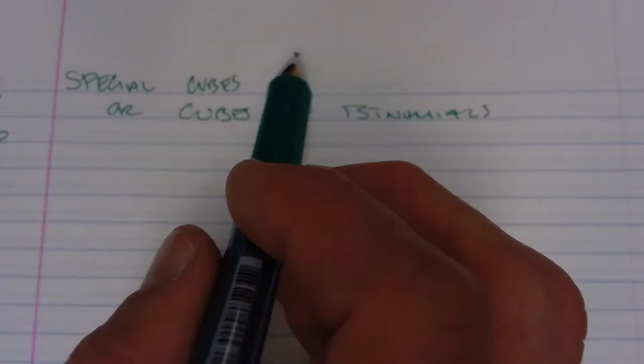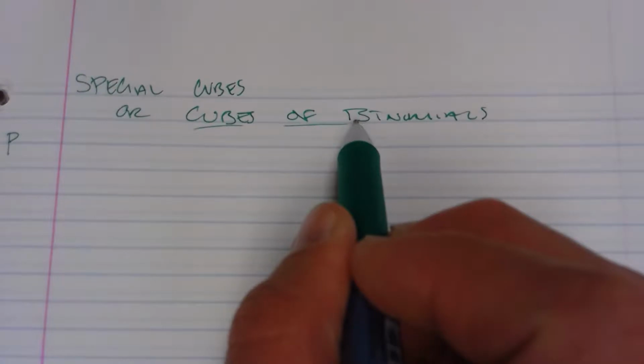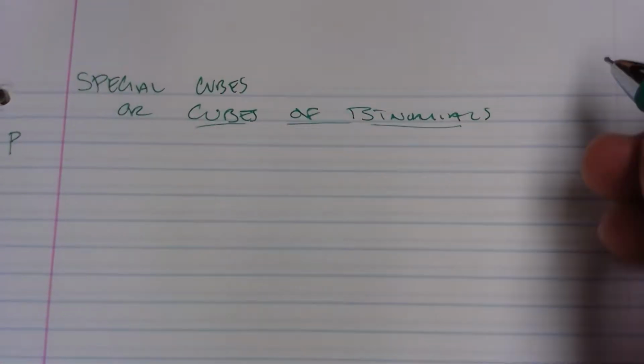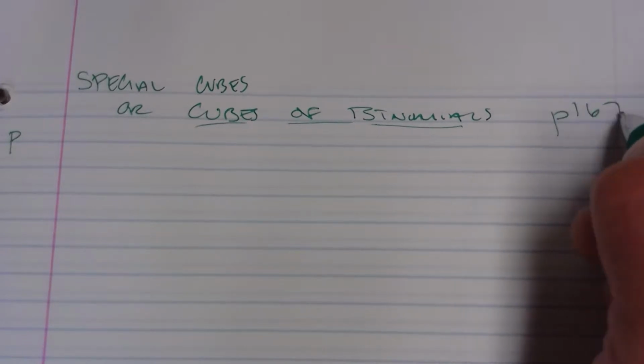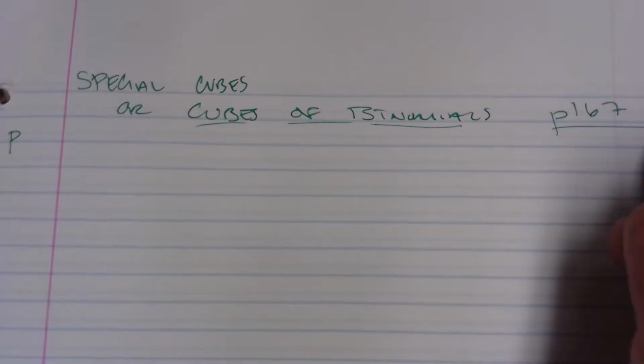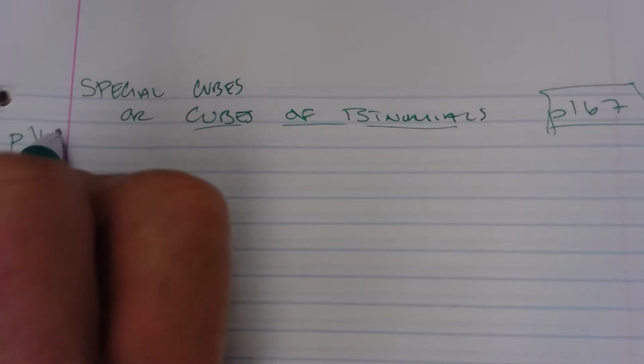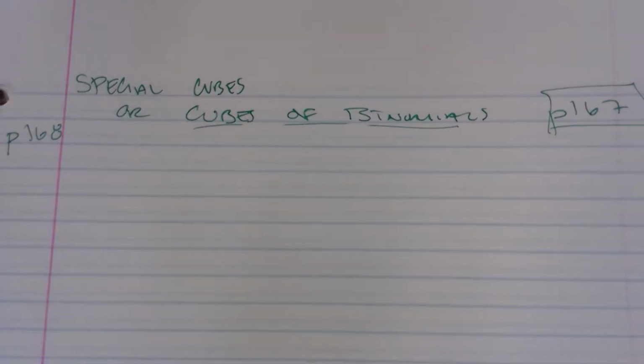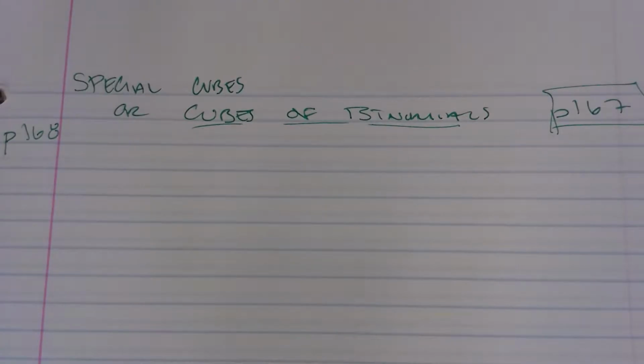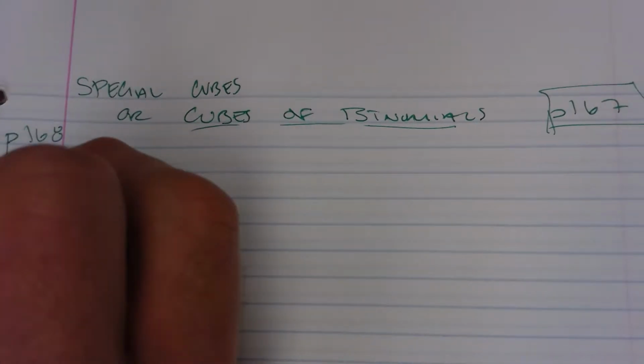Special cubes, or cubes of binomials. You can turn to page 167 and copy down the rule later. But right now, on page 168, we'll do number 8.